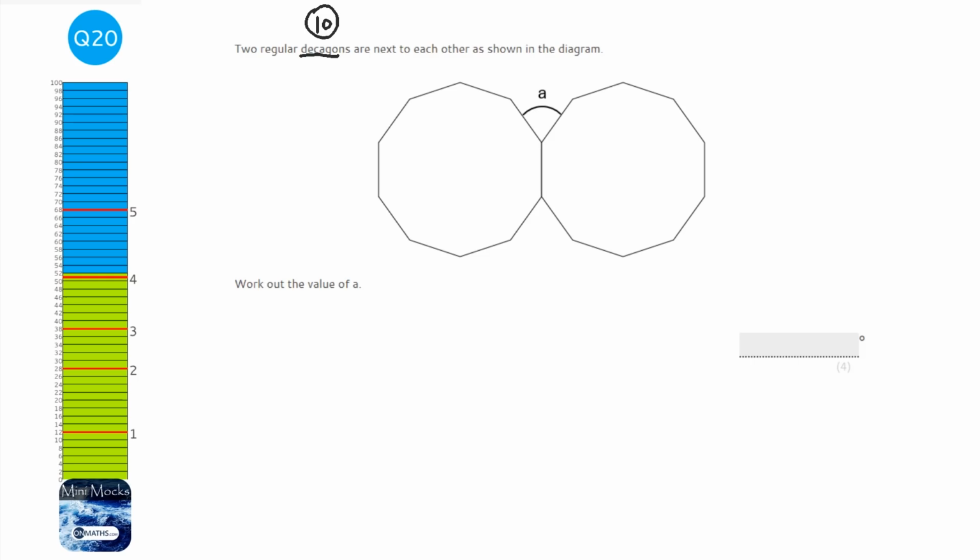A quicker way maybe, and especially on the non-calculator paper, but it works on both papers, is to draw a line up here and realise that you've got two exterior angles there.